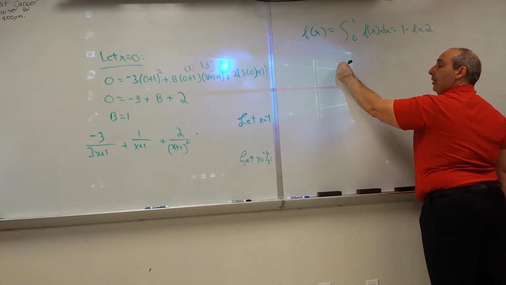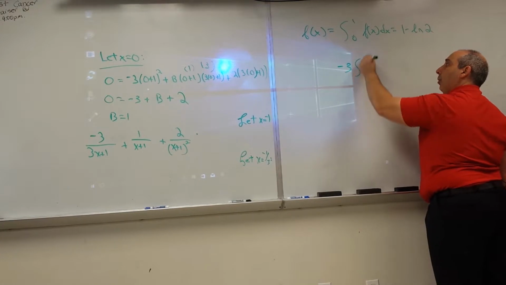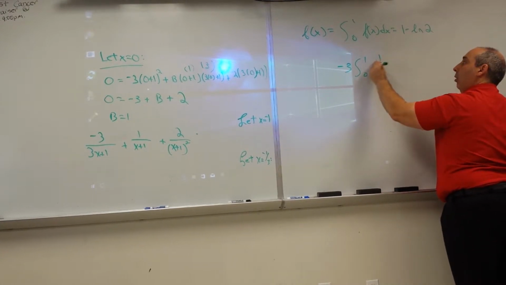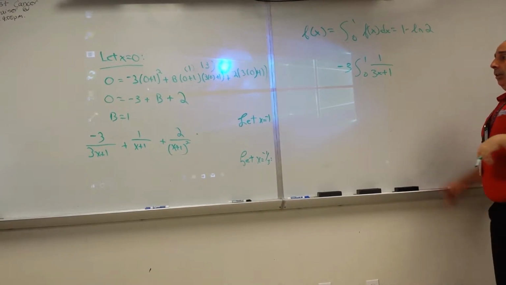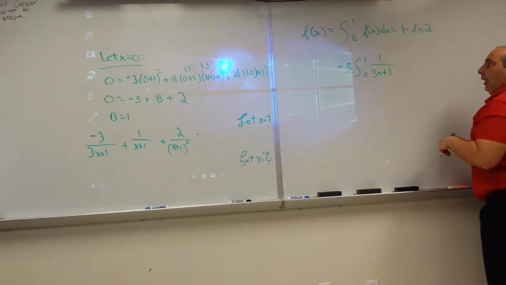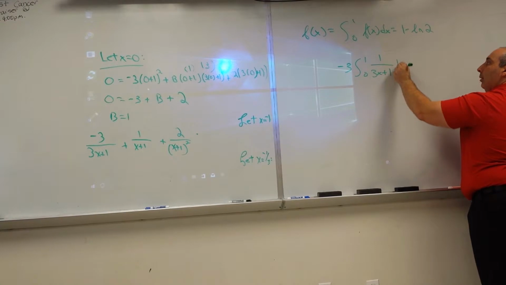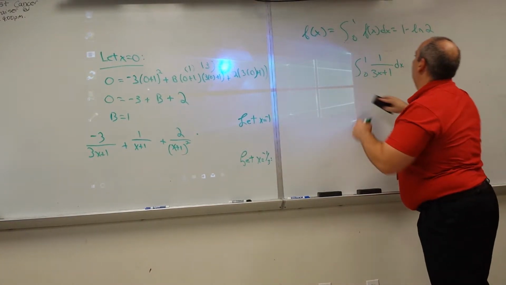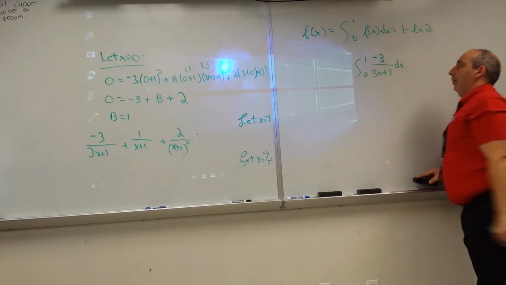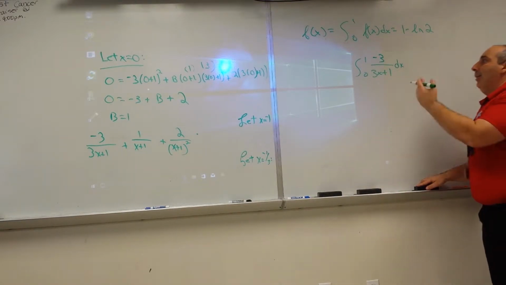So, I'm going to pull the 3 out. Is that okay? Minus 3 times the integral from 1 to 0 of 1 over 3x plus 1 dx. So we have du over u. I'm going to do the ln's. Is that okay what I did? Would it be easier just to leave the -3 in? Fine. You just need a negative ln.